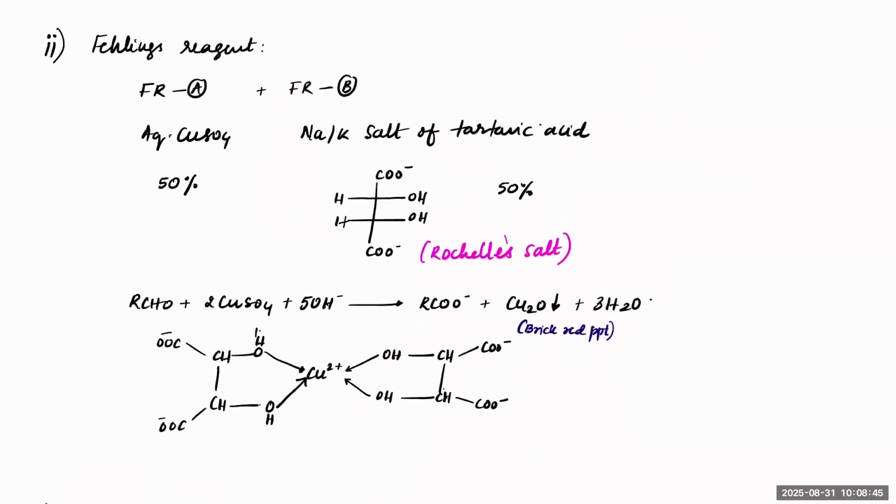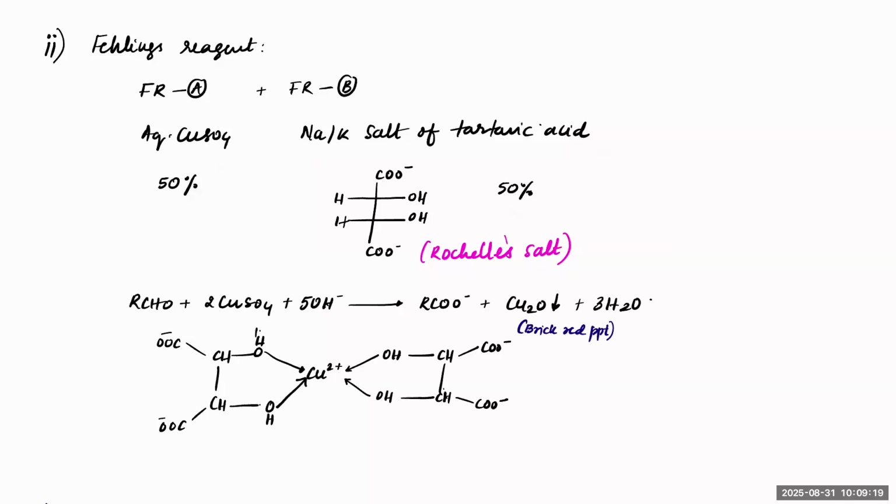Fehling's solution. Fehling's happens with two solutions. First, we have to take 50% of aqueous copper sulfate in a test tube, which is called Fehling A solution. Then we take 50% of the tartrate salt solution, which is called Rochelle salt. Rochelle salt is basically the sodium potassium salt of tartaric acid. So 50% of this and 50% of this together, when you add, that will become a colorless liquid solution.